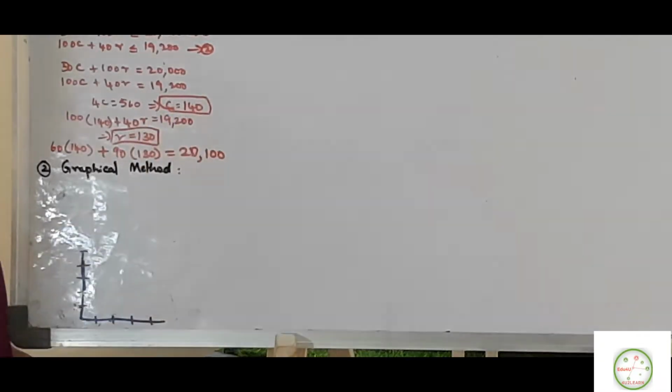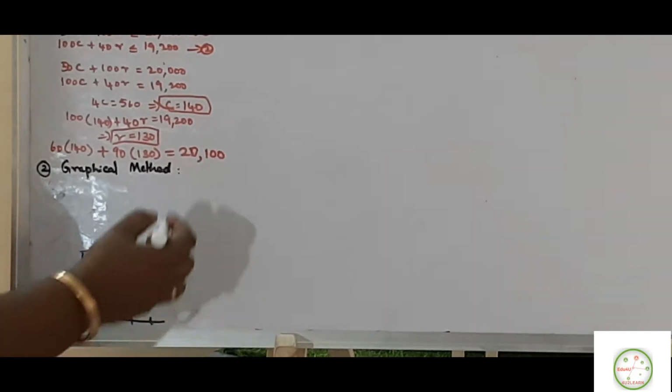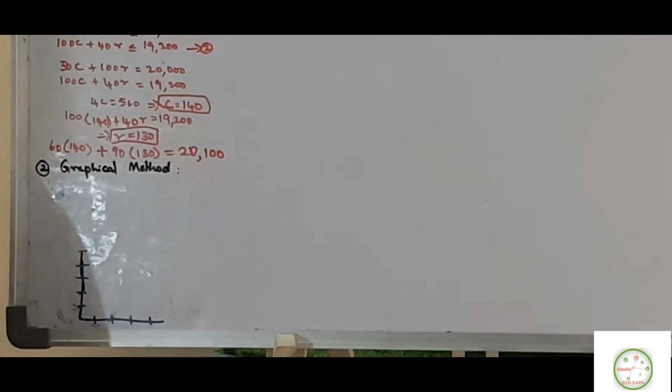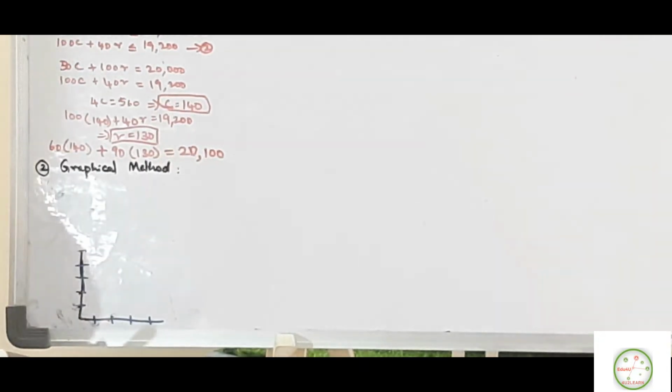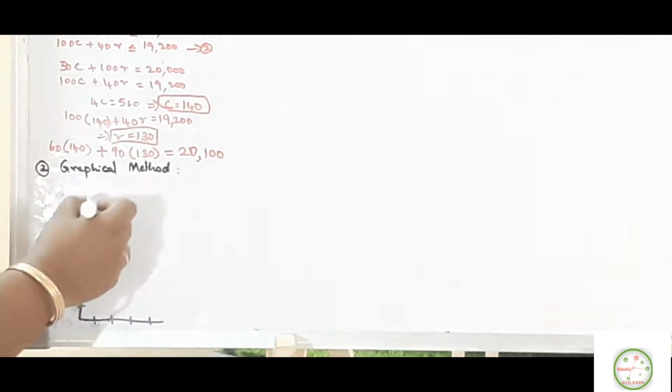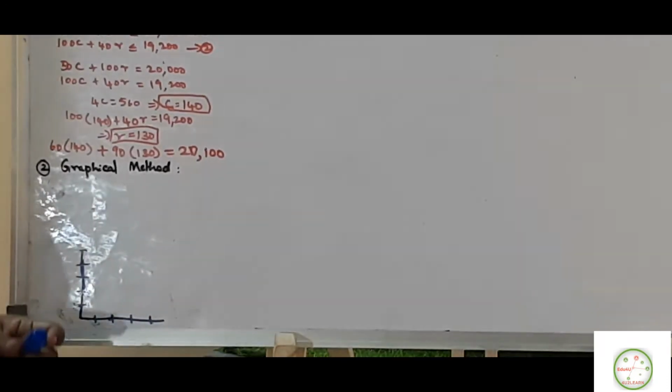Knowing that C is 140 and R is 130, the maximum profit we get is 20,100. This is using the conventional substitution method. Now let us look into the graphical method in solving the problem.